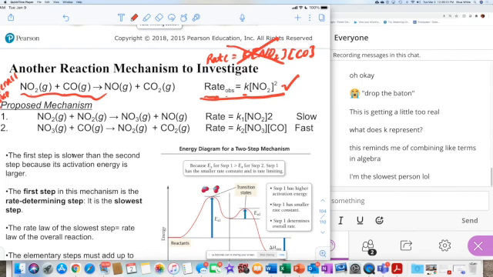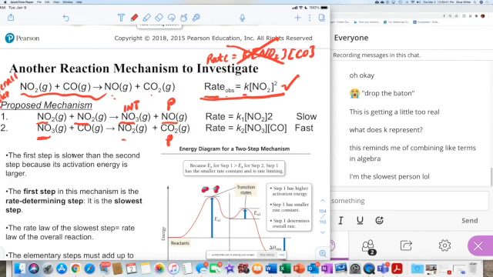In the first step, you have NO2 combining with itself to form NO3 and NO. NO is one of our final products. NO3 is not showing up in the final product, so I will just say this is an intermediate. It got made just to be killed, right? Intermediate. It got made here. It got used in the next step to produce NO2 and CO2. Also a product.